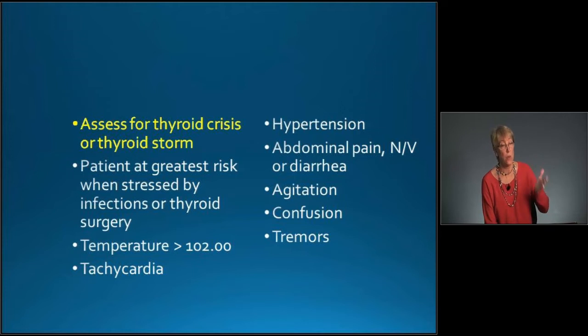So this is something we're going to assess for each time we do that initial assessment or shift assessment of our patient. Temperature, when they do develop thyroid storm, skyrockets. 102, 103, the heart rate increases, their blood pressure goes up, they may complain of severe abdominal pain, nausea, vomiting, and or diarrhea. They become agitated, they can become confused, they get the shakes. That indicates thyroid crisis.